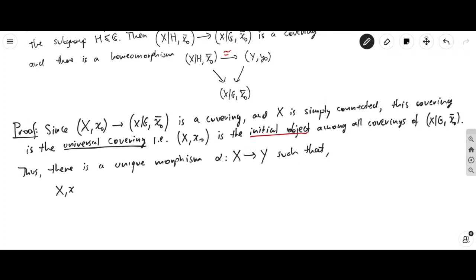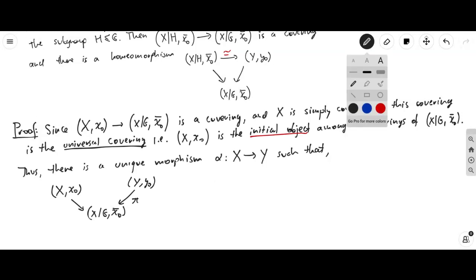So you have x, x0. This is a covering of the quotient. And then we have another covering by this space, y, y0. Because x is a simply connected covering, it is the initial object among all coverings. And so there's a unique morphism that makes this diagram commute.